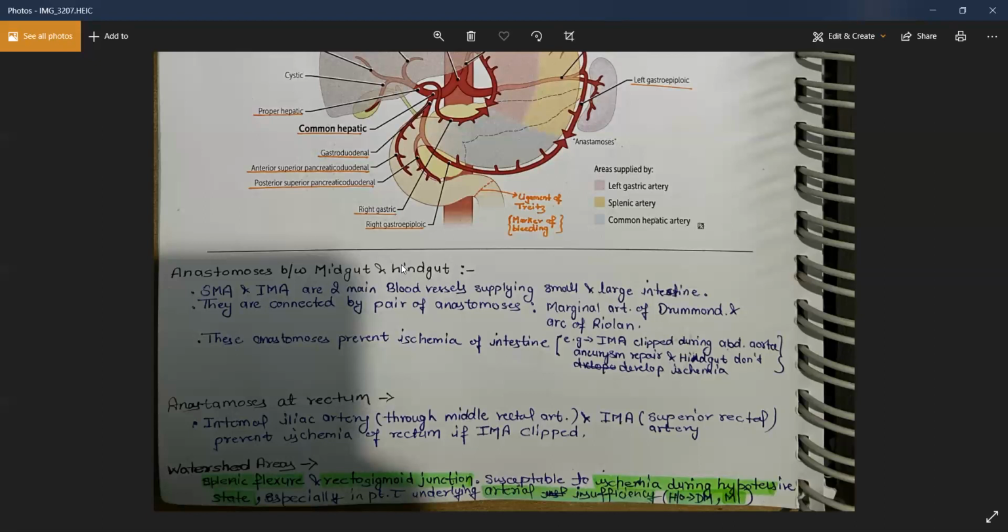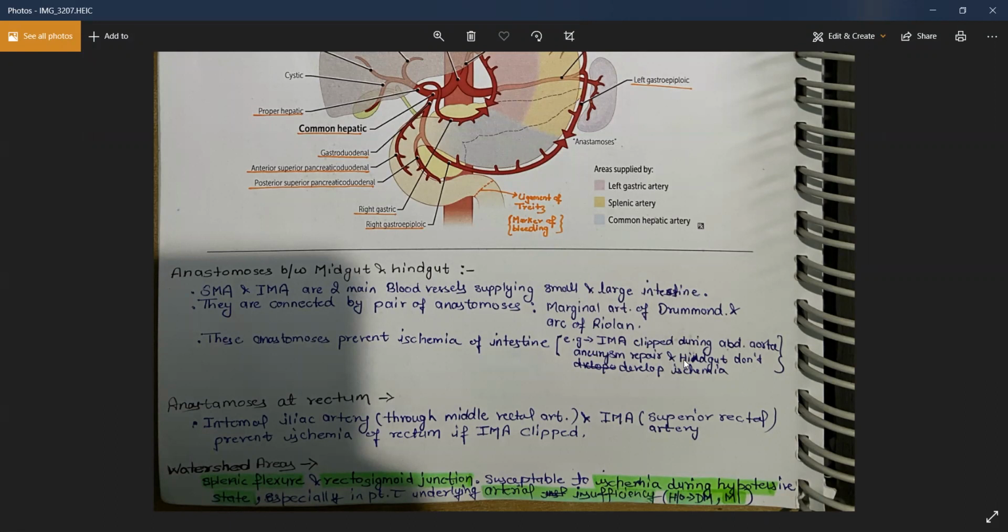So you will be asked, although the surgeon is clamping these arteries, why is ischemia not happening? Is it because of the collateral blood supply or the anastomosis between the superior mesenteric artery and the inferior mesenteric artery? Sometimes the inferior mesenteric artery might be clamped during abdominal aortic aneurysm repair, and in that case the hindgut won't develop ischemia. Why? Because of the superior mesenteric artery, which will supply the hindgut in that scenario.